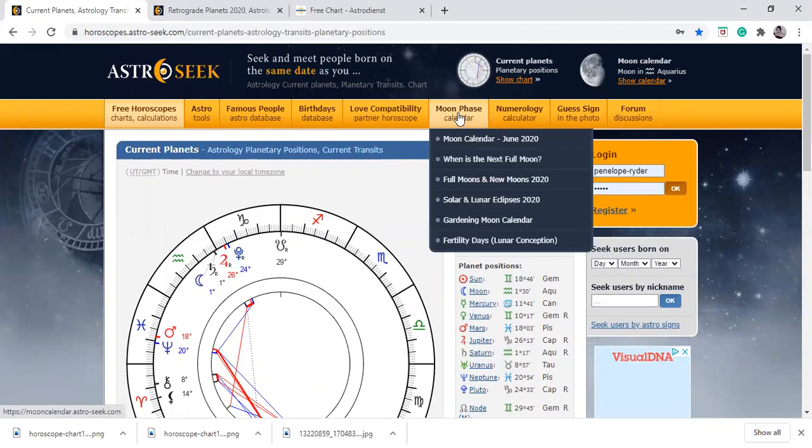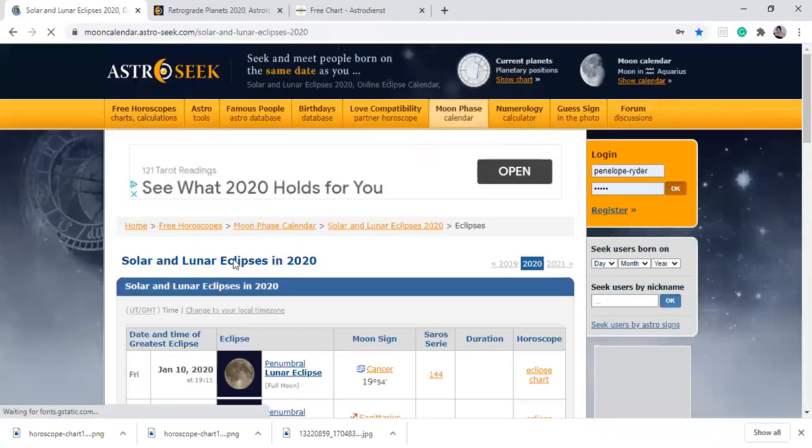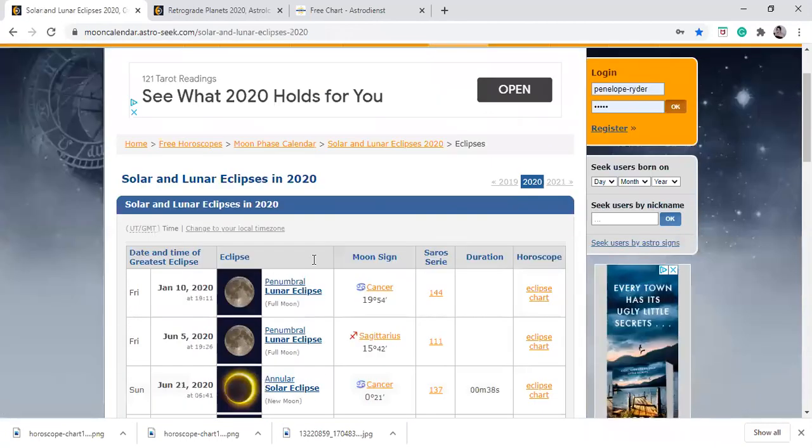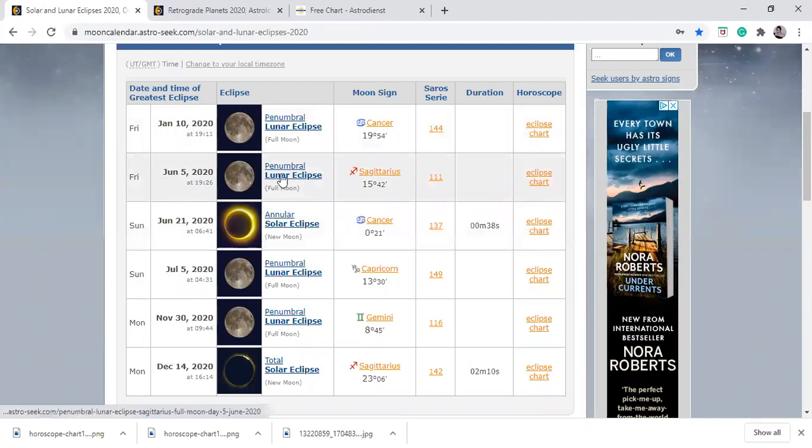You go to the moon phase here, and then you scroll down, and you've got the moon calendar, then when the next full moons and new moons are, and then you've got solar and lunar eclipses. So if you click on that, I'm going to give you a great example here. This is solar and lunar eclipses 2020, and we just had a lunar eclipse in Sagittarius on June the 5th, and on June the 21st we're going to have an annular solar eclipse, and that's going to be 0.21 degrees of Cancer. So then you would look at your chart to see where that falls for you.